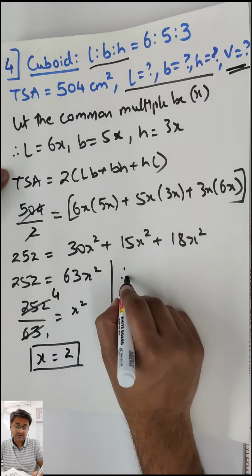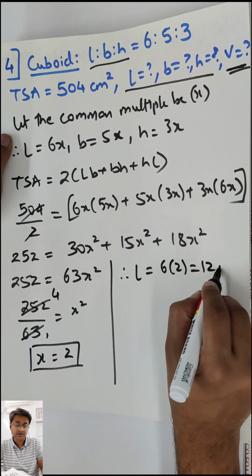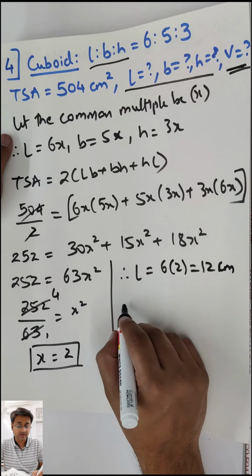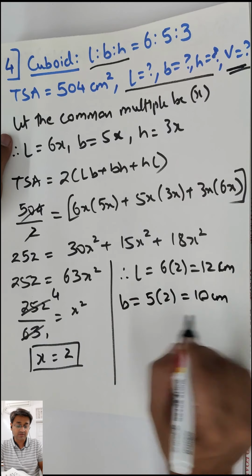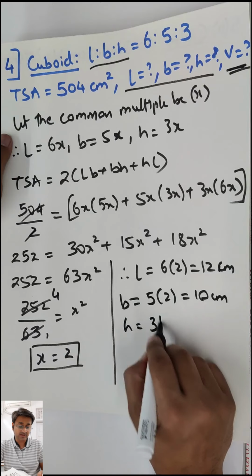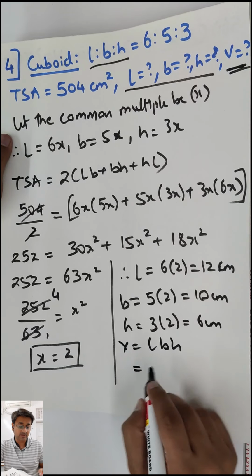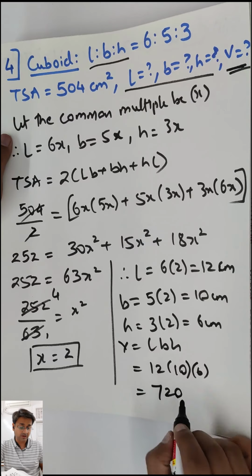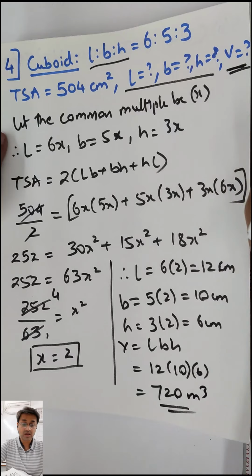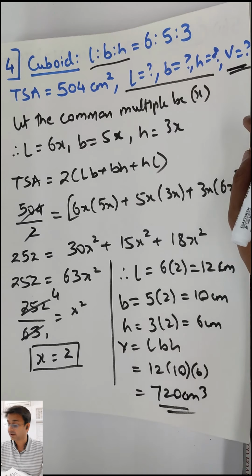And therefore we can say length, which was 6x, so 6 into 2, 12 centimeters. Then breadth. So breadth is 5x, so 5 into 2, 10 centimeters. And height is 3x, so 3 into 2, 6 centimeters. Finally, volume is length into breadth into height, 12 into 10 into 6. So 720 centimeter cube. Yeah, be very careful, otherwise you will lose 1 mark for not writing correct units.